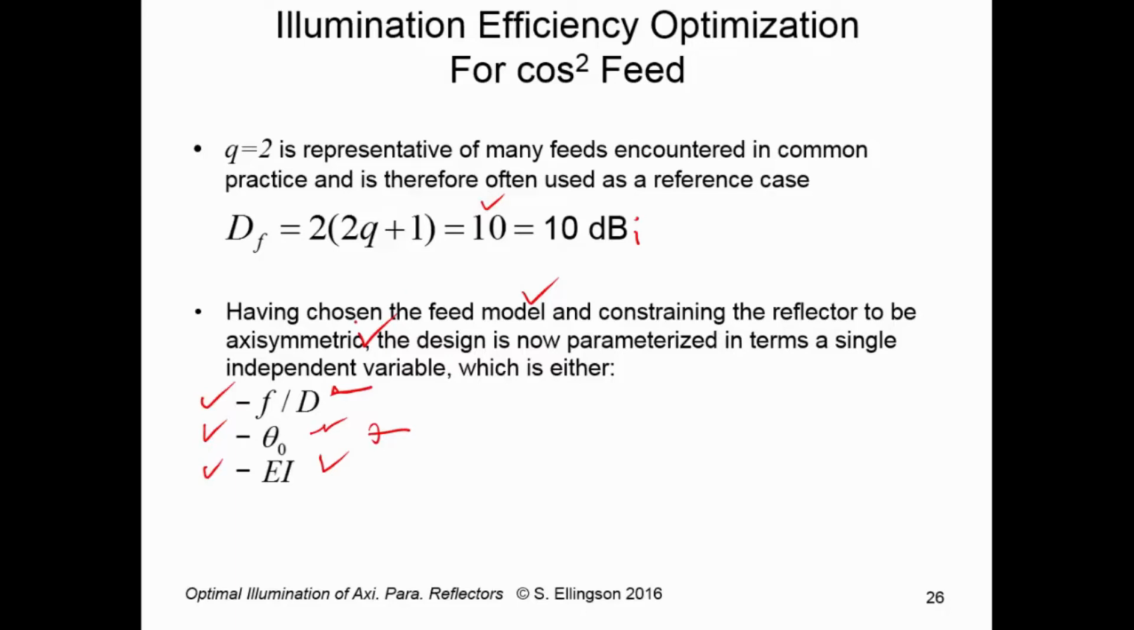So again, if we choose the feed and we require the reflector to be axisymmetric, then constraining any one of these three quantities immediately determines the other two. Useful idea for design.